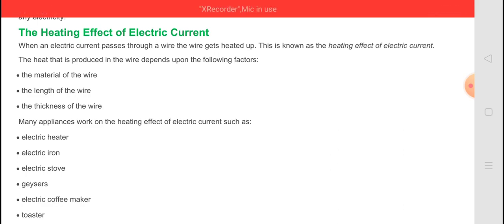Second, the heating effect of electric current is utilized in the electric bulb for producing light.